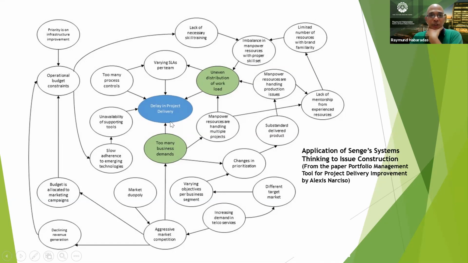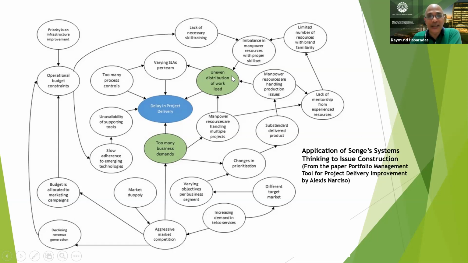Now, they also saw that there is an uneven distribution of workload. So some people are doing so much, there are other people who are doing less. So the junior ones are actually doing less because they are not yet as adept. And therefore, the more expert individuals are doing more, like himself. And then they identified other reasons. So too many process controls, unavailability of supporting tools, etc. So you can see here that in this particular issue, the initial issue, there are already 1, 2, 3, 4, 5 direct reasons, potential reasons for the delay.